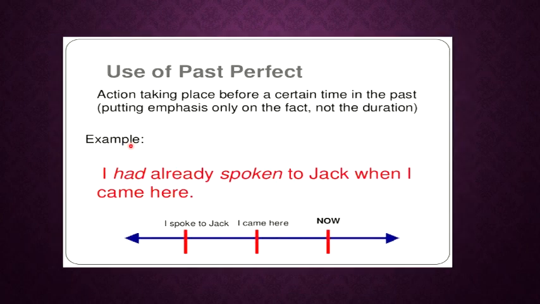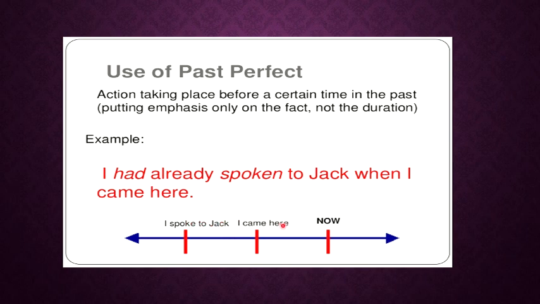Now see, use of past perfect, it is clearly mentioned: action taking place before a certain time in the past. Okay, like I had already spoken to Jack when I came here. So if we refer to it on a timeline, let us assume now means right now. Now before the present, the action of coming had happened. And before the action of coming, the action of speaking to Jack had happened.